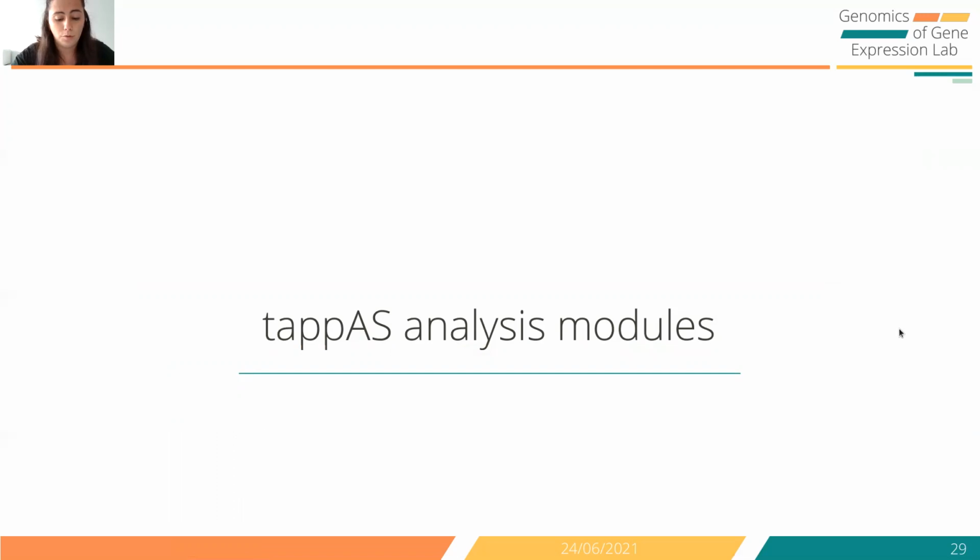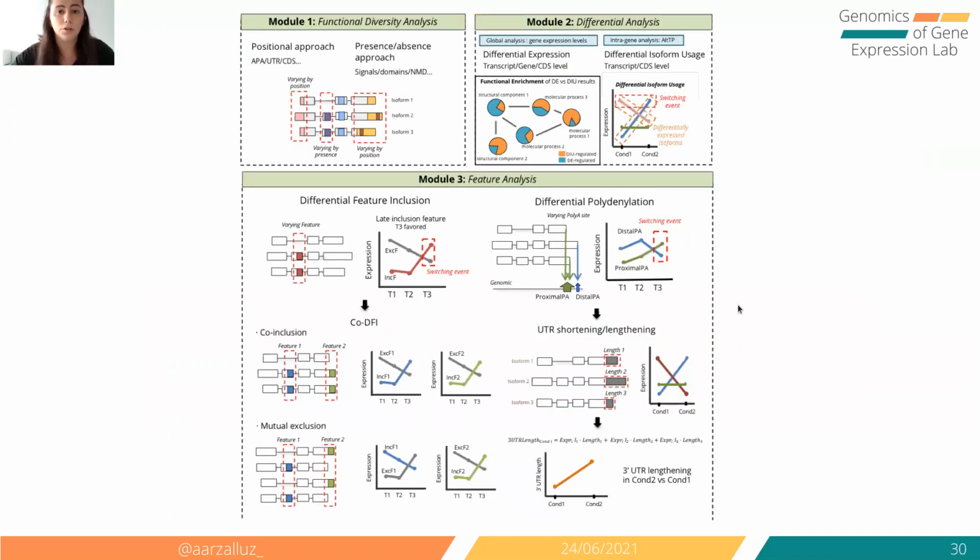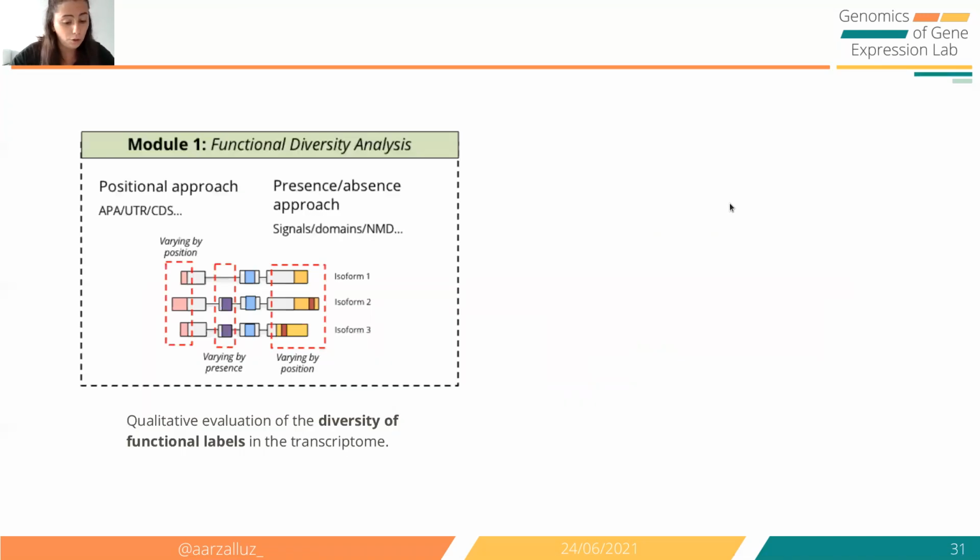Finally, I'm going to really quickly describe TappAS analysis modules. Our tool includes many types of analysis, but this can be divided into 3 different modules depending on the aims of the analysis. First, there's the functional diversity module, which compares all of the isoforms for each gene and provides qualitative evaluations of the diversity of the functional labels in the transcriptome. This is like a tool to assess the level of variation that is potentially generated in the transcriptome, but this does not account for expression.